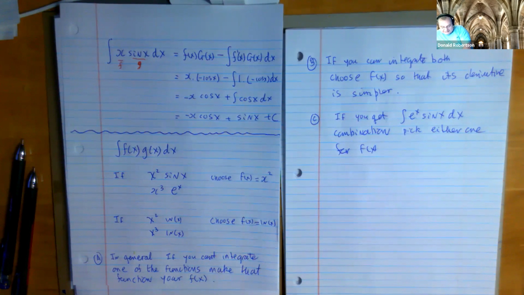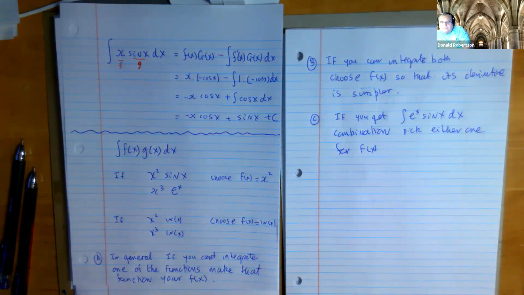Suppose you get an integral that's got e to the x, or e to the 2x, in one of the trig functions. Something like that. Then it doesn't matter. Pick either one for f of x, you'll be fine. I'm not putting the last one in because it's a silly choice.